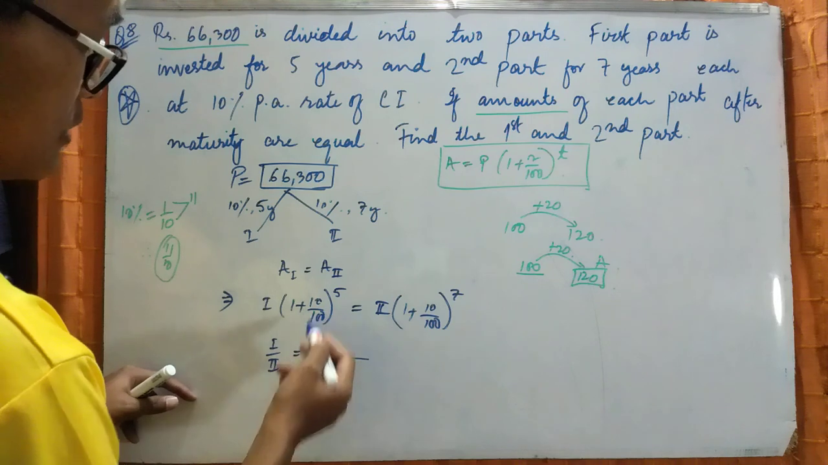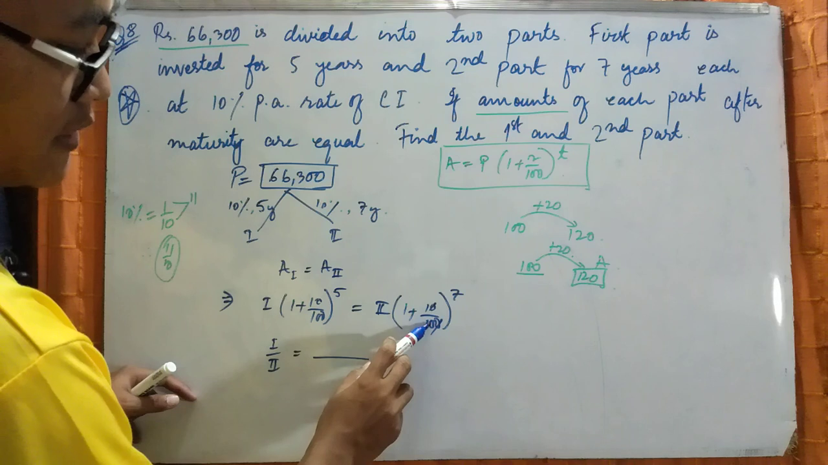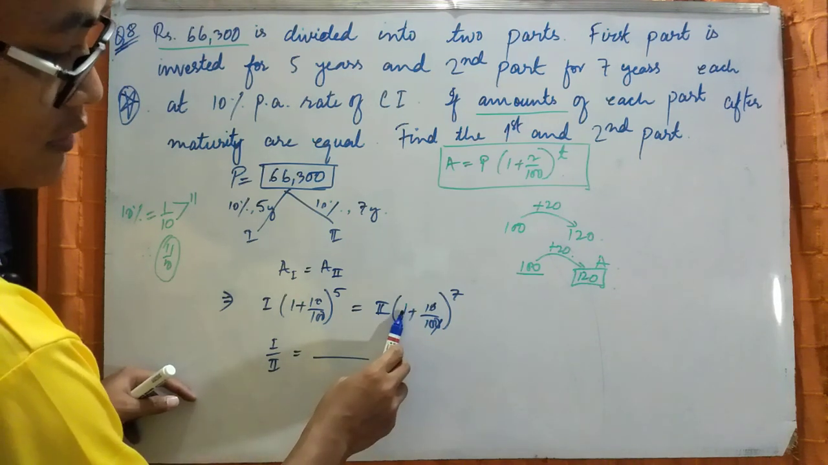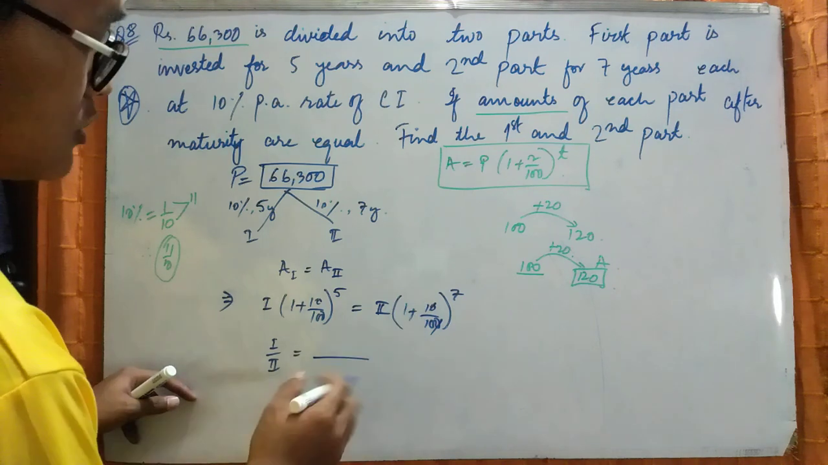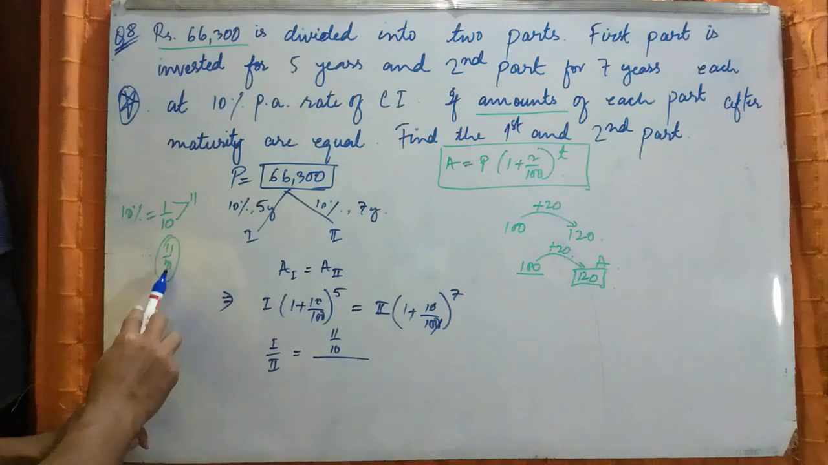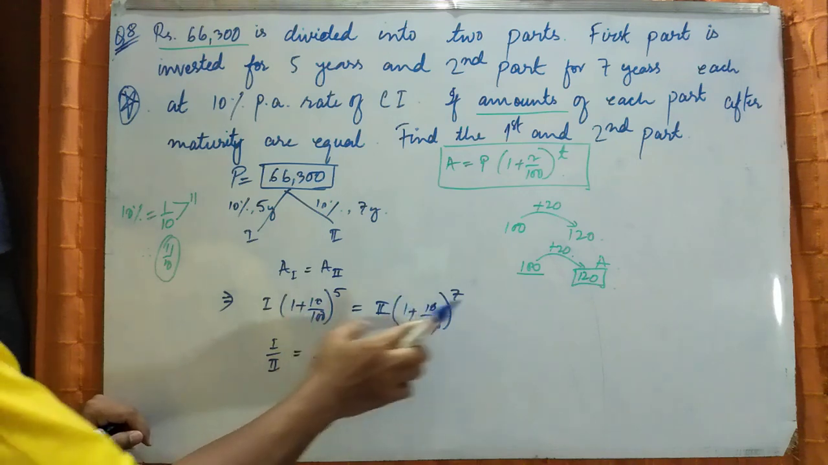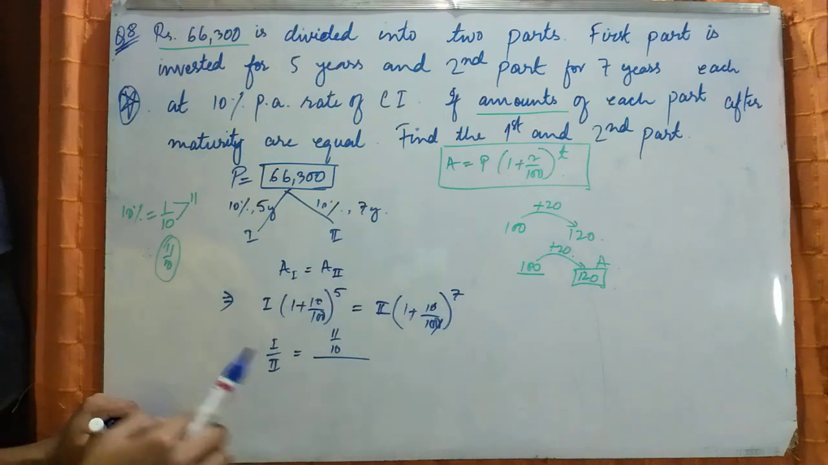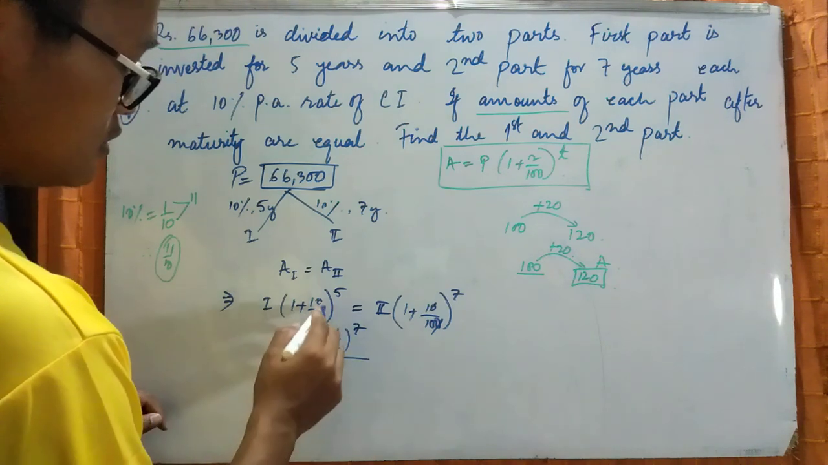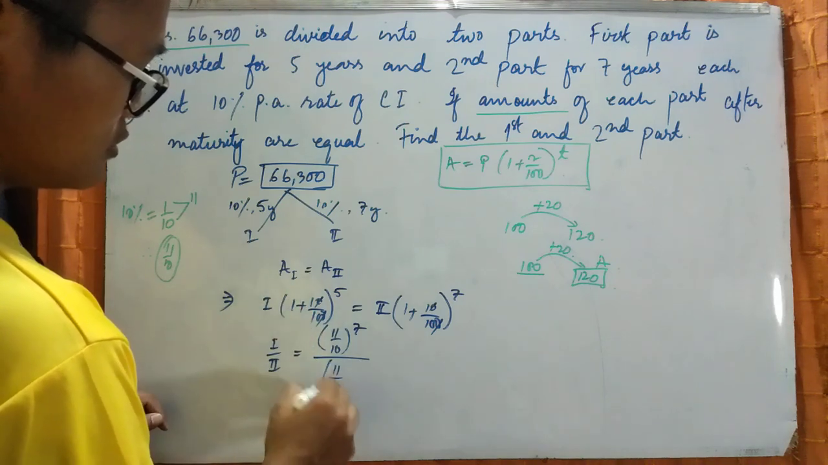So 1 by 10: 1 plus 1 by 10, that is 10 into 1 is 10 plus 1 is 11, so 11 by 10. Cancel the common term: 11 by 10 to the power 7, and 10 into 1, 10 plus 1, 11, 11 by 10 to the power 5.